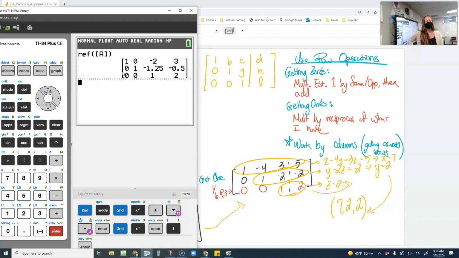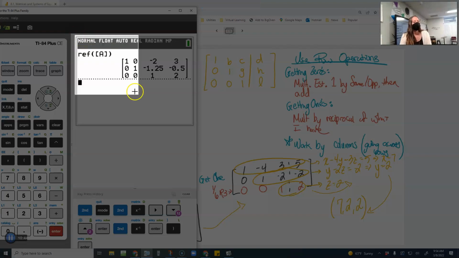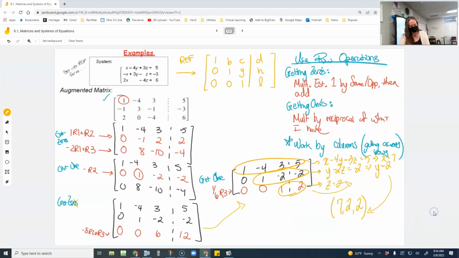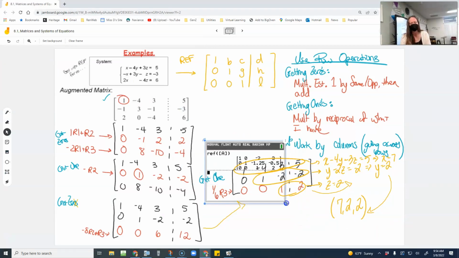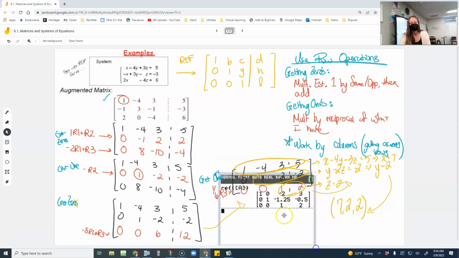Well, but that's not getting the REF though, is it? No, that got you the final solution, which is really cool, and we talked about it yesterday, so I'm not trying to hide it from you, but what I am trying to say is, why is theirs different than ours? Why is theirs different than ours?